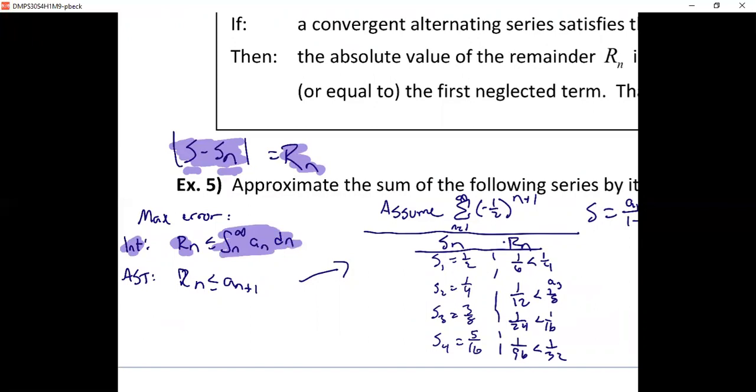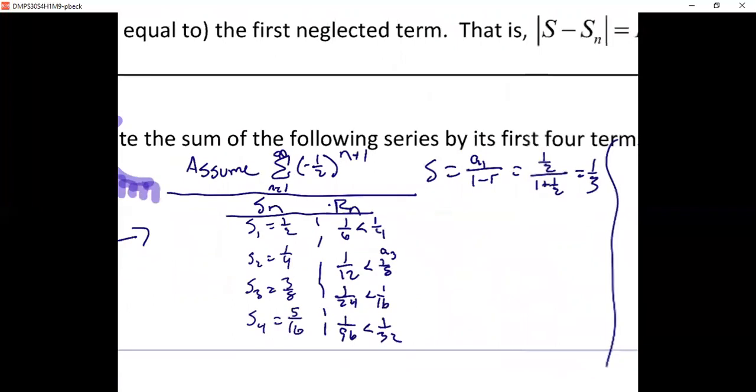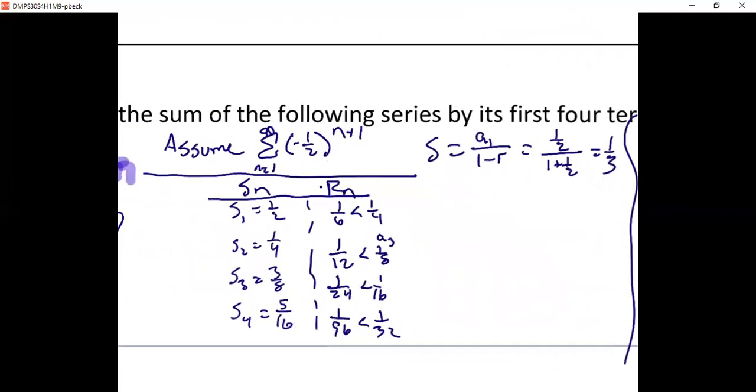So that allows us to say that the integral is going to be bigger than the Riemann sum. So therefore, we're bounded by the integral from there on after. When it comes to the alternating series test, the alternating series test says the remainder is now bounded by the next term.